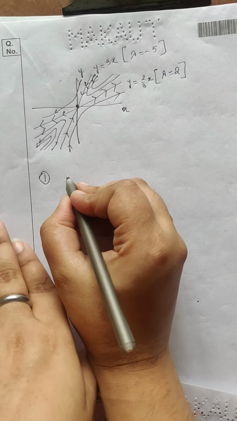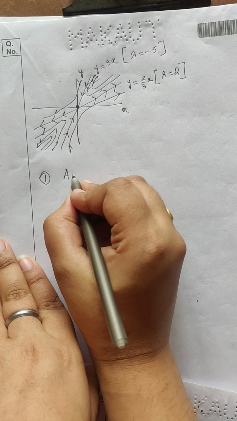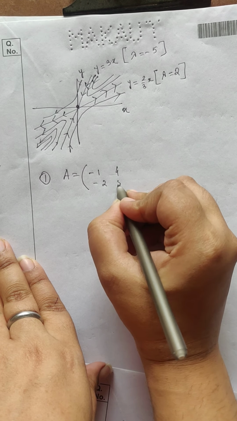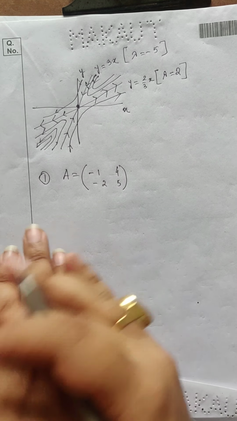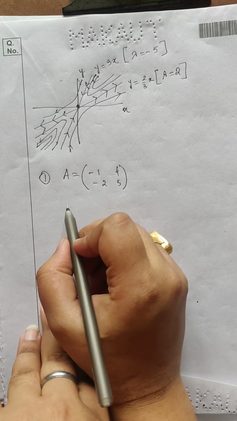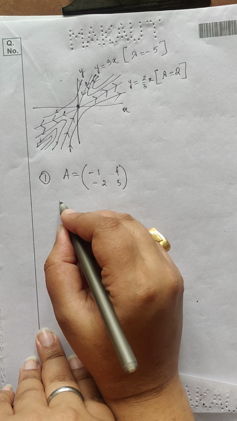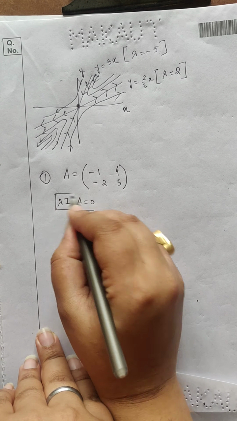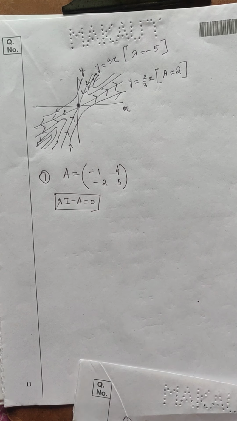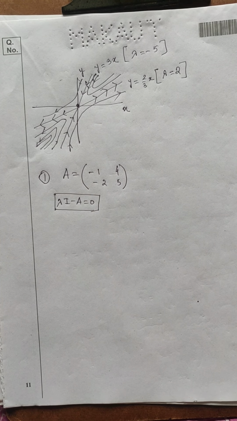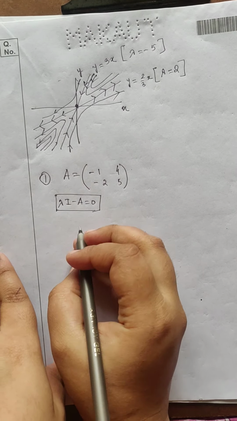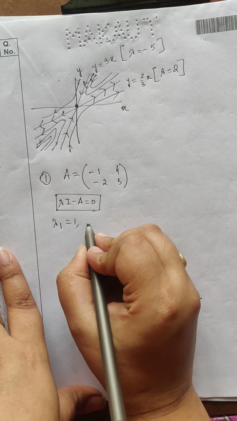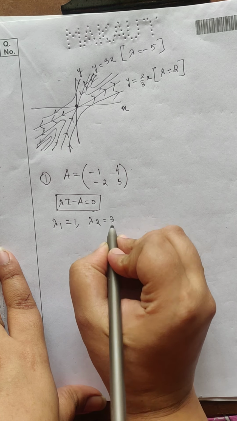Let me consider a system matrix A having values -1, -2, 4 and 5. This is my first system matrix. Now, while solving for the values, if I use lambda I minus A equal to 0, and find the eigenvalues of this system matrix, you will get two values: lambda 1 equal to 1 and lambda 2 equal to 3.